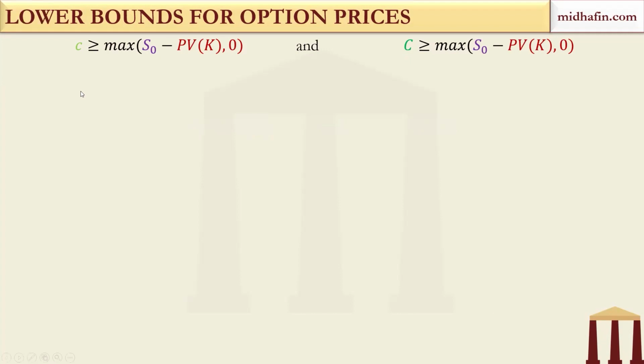So for European style call option, it is S0 minus PV of K or 0, whatever is maximum. And for American style call option, it is also the same, that is S0 minus PV of K or 0. Next, for European put option, it is max of PV of K minus S0 or 0. And for American style put option, it is K minus S0 or 0. So that's the scenario here.